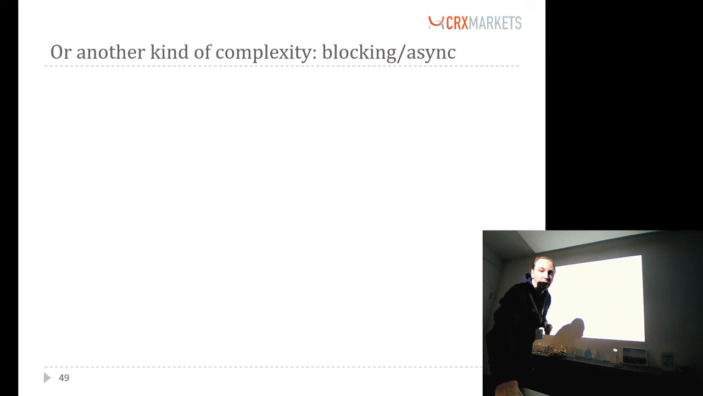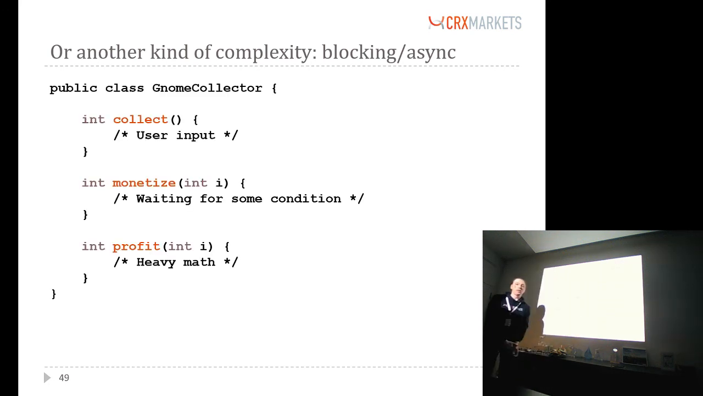Another kind of complexity, a much more severe complexity, is asynchronous computation. So for example, these methods are complex because they are asynchronous. For example, one of them waits for user input. It blocks and then waits for the input. Another one waits for some condition, for example, for the stocks to rise of the underpants. And the last one does some heavy math, so we have to offload it to some other thread, and we also decided to make it async. So these methods are async, and we cannot call them just 1, 2, 3.